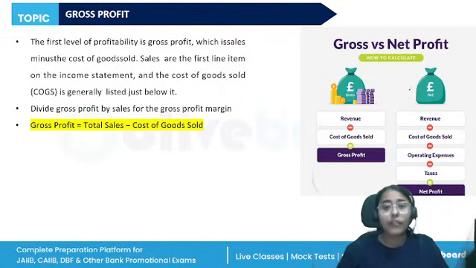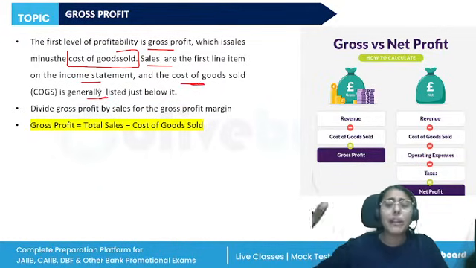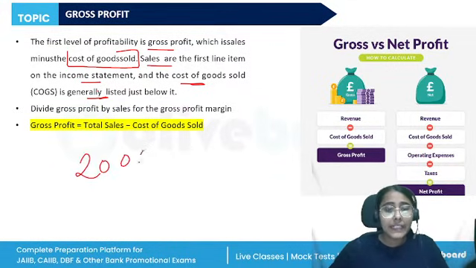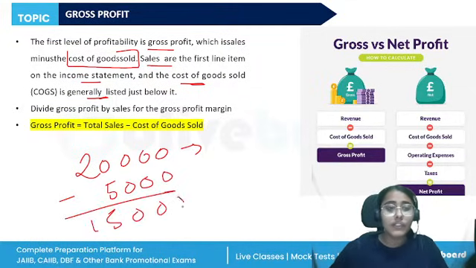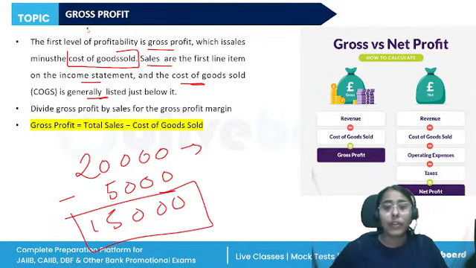The first level of profitability is gross profit, which is sales minus the cost of goods sold. Sales are the first line item on the income statement, and the cost of goods sold is just below our sales. So if we are making a sale of rupees 20,000 and the cost incurred for making the sale is, let's say, rupees 5,000. Subtracting this value, rupees 15,000 will be our gross profit. So it is the top line of profitability. All right, simply total sales minus cost of goods sold.